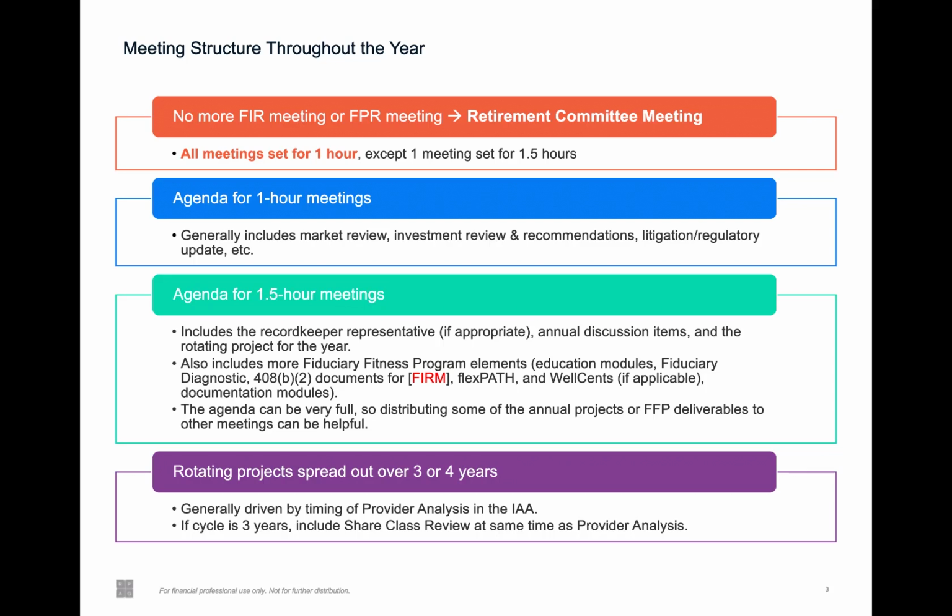The agenda for the longer meeting, the 1.5-hour meeting, that's a lot of times where we will include the record keeper. They'll kind of take them through their demographics reports. We'll talk about the goal setting a lot of times in that one as well. It's a good opportunity when everybody is in the room. We've got a lot of different parties that are able to speak to different things. Really good time for that longer term strategic planning.